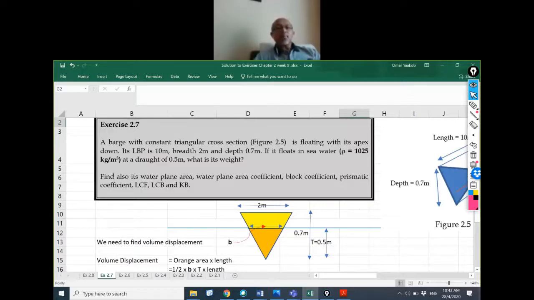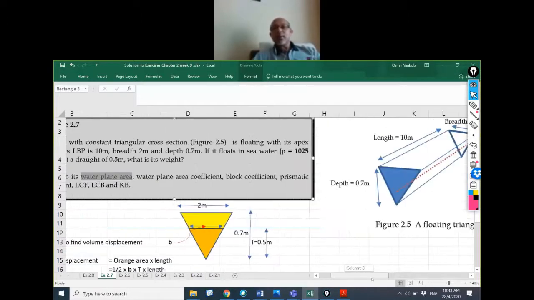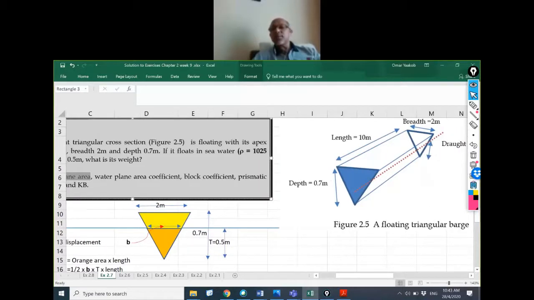And then the last part here, find also water plane area coefficient, block coefficient, prismatic coefficient, and so on. This is only to test your understanding of this. We know what is water plane area. It's just the area of the water plane. In this case, it's a box, like I drew just now. It is just a box, straight here, and here, and here. So you know this one is 1.43 or something just now. Multiply by the length, 10 meter. So that is the water plane area.